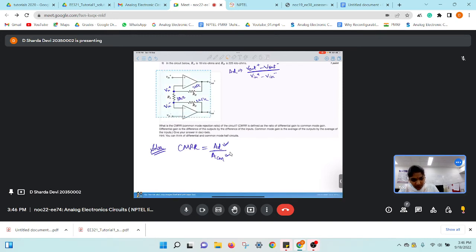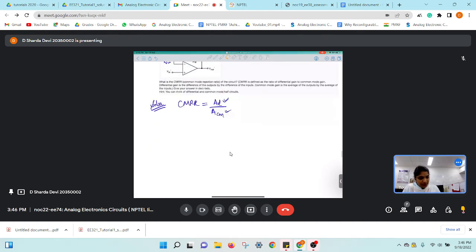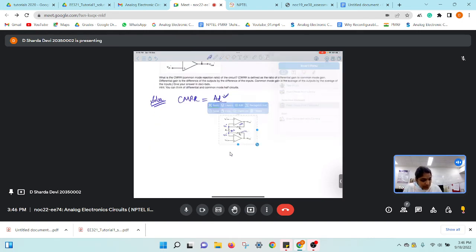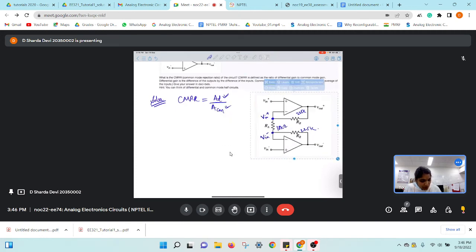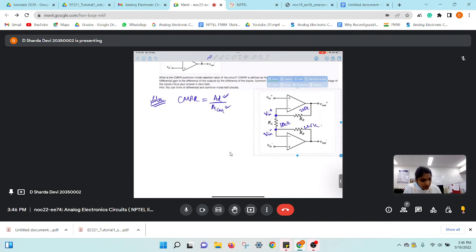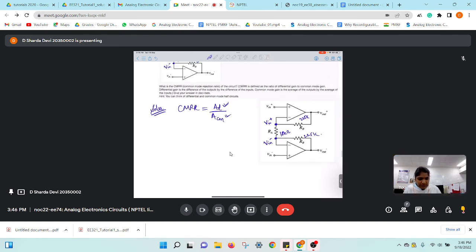Ma'am, as the circuit is symmetric, we can look into only half the part. That also we can do, similar to the differential amplifier. Since this analysis is not that huge, we can simply go ahead and solve the complete circuit also. You can go ahead with half circuit analysis also. Here I'll show you the complete circuit analysis because that is also very easy. Trust me, it's very easy.